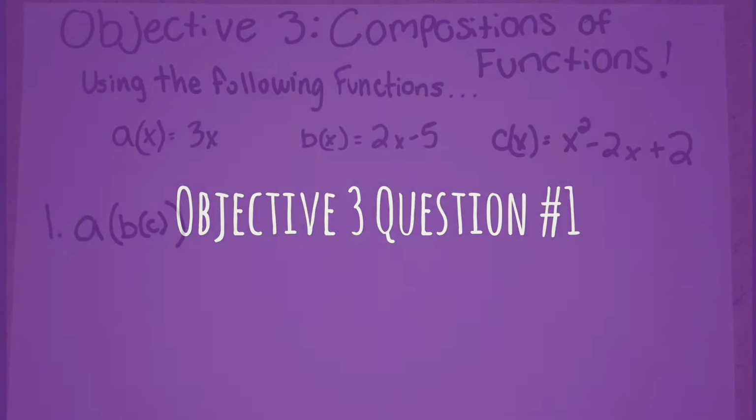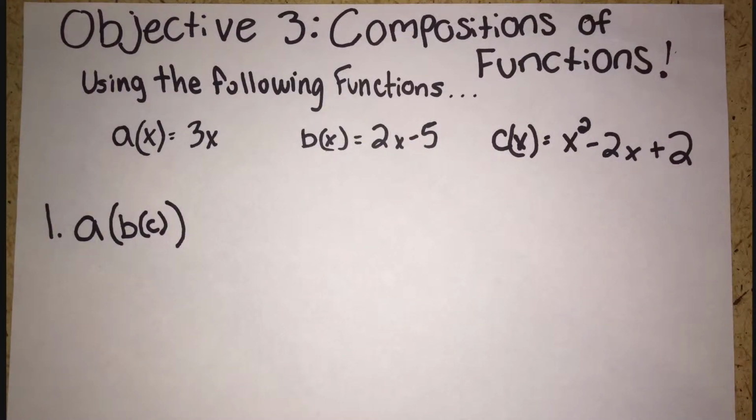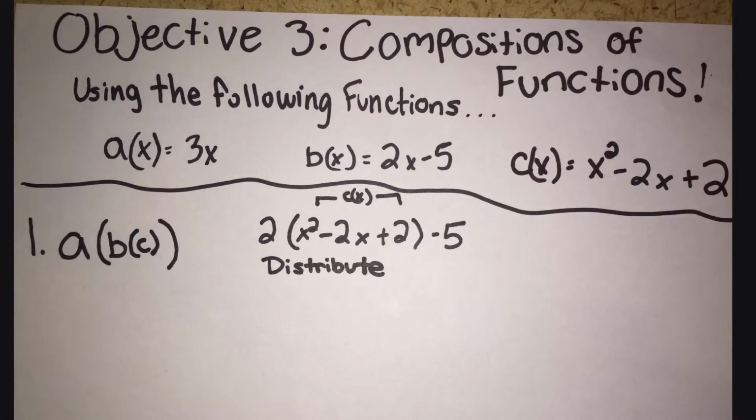Using the following functions, a of x equals 3, b of x equals 2x minus 5, and c of x equals x squared minus 2x plus 2. In question 1, it wants us to plug in the whole equation of c as x in b of x. So it would look like 2 in parentheses x squared minus 2x plus 2 end of parentheses minus 5.